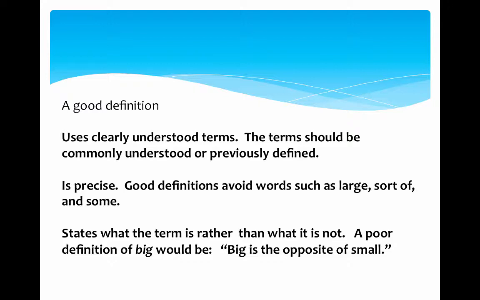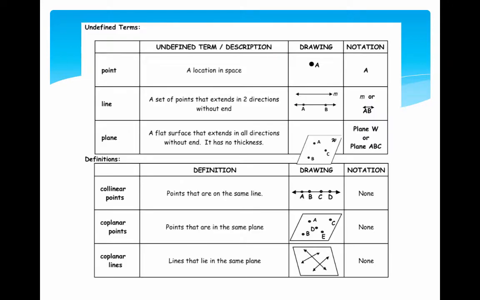So a good definition uses clearly understood terms. They're either commonly understood so that anybody would be able to understand them, or they themselves were already defined ones. They need to be very precise. You can't say large, sort of, some, and they need to state what the term is, not what it isn't. So if you were trying to define big and you said big is the opposite of small, then that's not very clear. You don't know what small is, and opposite is a little vague itself.